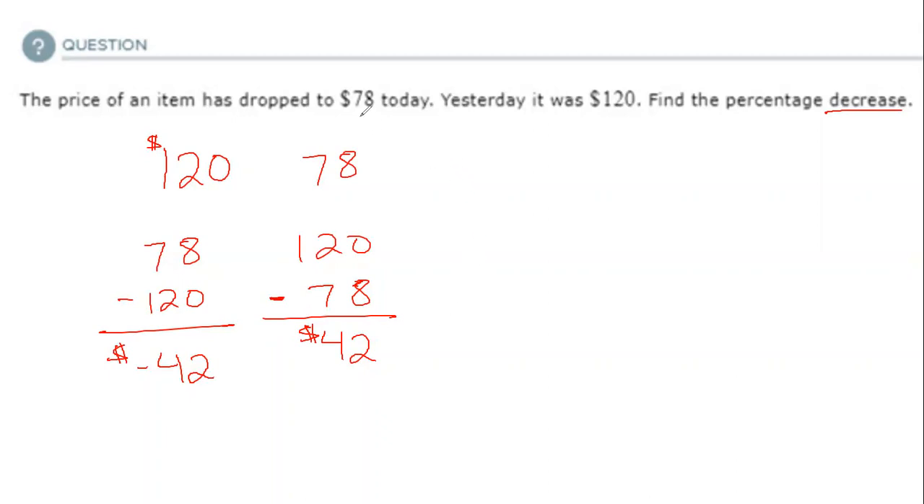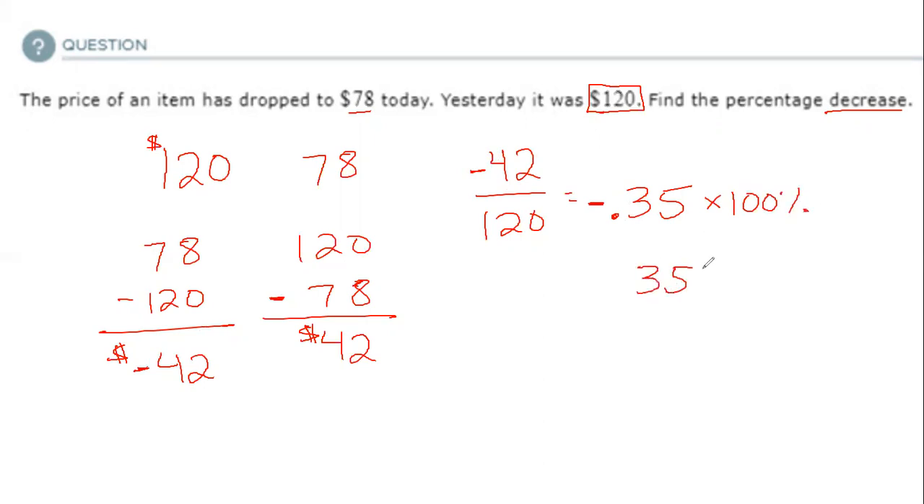Now the question is, do I take 42 divided by 78 or 42 divided by 120? You always divide by the original price, whatever it started out as, because that's the amount that's changing. So it changed 42 out of the 120 that was the original. I'll divide, and I would get 0.35. If you use the negative 42, that would just make this a negative 0.35. But as long as you know it's a decrease, it should make sense either way. So it decreased 0.35, which if I multiply by 100%, is a 35% decrease. And that's how you would write it.